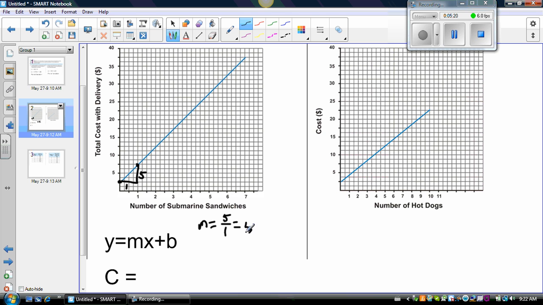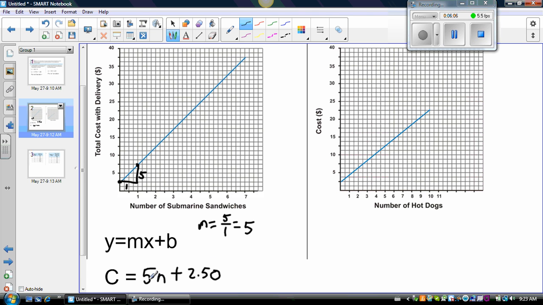What does that 5 represent? It basically means $5 for each submarine sandwich. And so the cost here is 5 times x. In this case, I'm going to use n. N is the number of submarine sandwiches. So 5n plus the initial cost. In this case, the initial cost is the cost of delivery. And since the graph starts at 2.5, it would be 2.50.